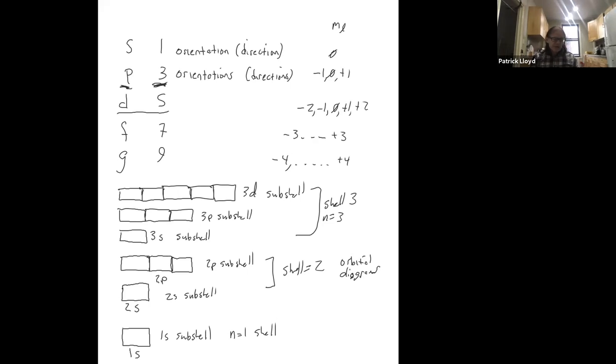We could keep going. The next thing would be, we've done 3D. The next thing we could do is the fourth shell, right? So the fourth shell would be n equals 4. So L would be 0, 1, 2, 3, S, P, D, F. S would have 1 orbital, P would have 3 orbitals, D would have 5 orbitals, and the F, once you get to 4F, right here, you get a lot of them, right? 7 orbitals, 7 different types of vibrations in different orientations. So there's your 4F subshell.